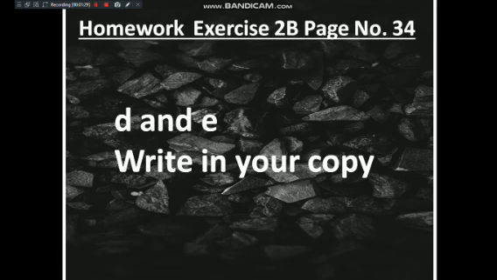Homework exercise 2B, page number 34. D and E you have to write as the homework. Please write in your copy.